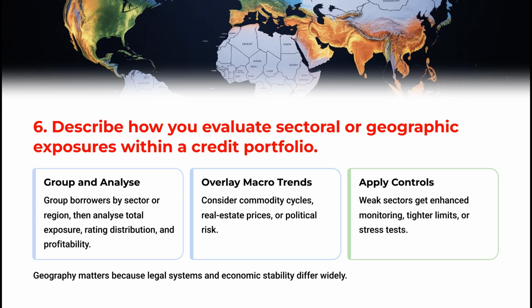Describe how you evaluate sectoral or geographic exposures within a credit portfolio. You group borrowers by sector or region, then analyze total exposure, rating distribution, and profitability. You overlay macro trends, for example, commodity cycles, real estate prices, or political risk. Weak sectors get enhanced monitoring, tighter limits, or stress tests. Geography matters because legal systems and economic stability differ widely.